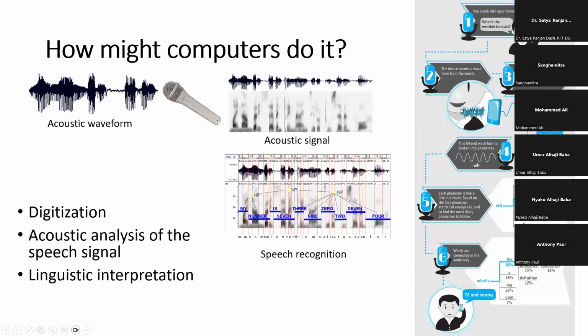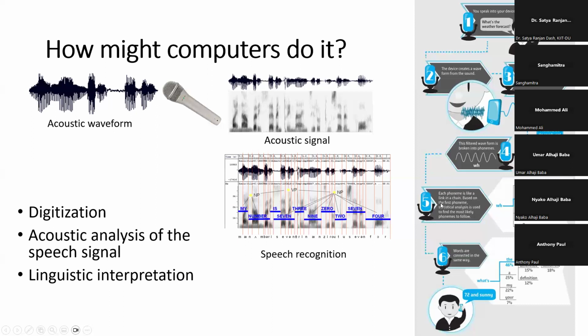If you look at the figure, you speak through your device. On the microphone, you speak, for example, what's the weather forecast. Now, the device will create a waveform from the sound, that is, it will work as a sensor. The background noise will also be reduced and the volume is normalized. So this type of basic pre-processing will be carried out in the microphone sensor itself. And then the filtered waveform will be broken into phonemes. Each phoneme is like a link in a chain.